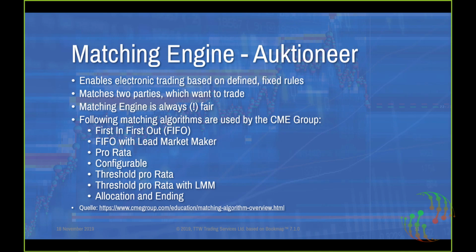The matching engine or the auctioneer, as we have seen in our video before, enables electronic trading based on defined fixed rules. That's the matching engine. It matches two parties which want to trade. The matching engine is always fair. There's no human behind it. And we talked about FIFO, first in, first out. The other you can see when you're following this site. I put the site also in the chat. The matching will always have to do with a matching engine. Without the matching engine, nothing rules, nothing happens.